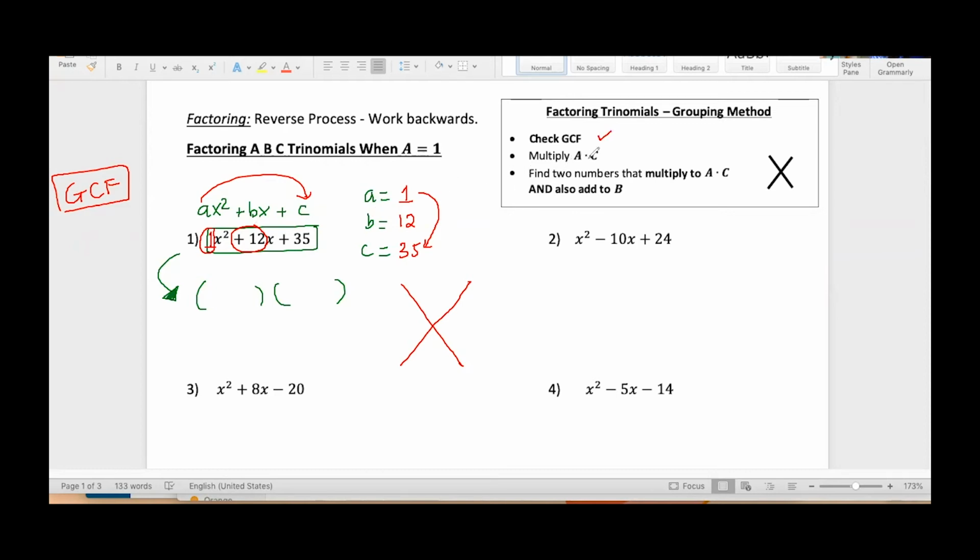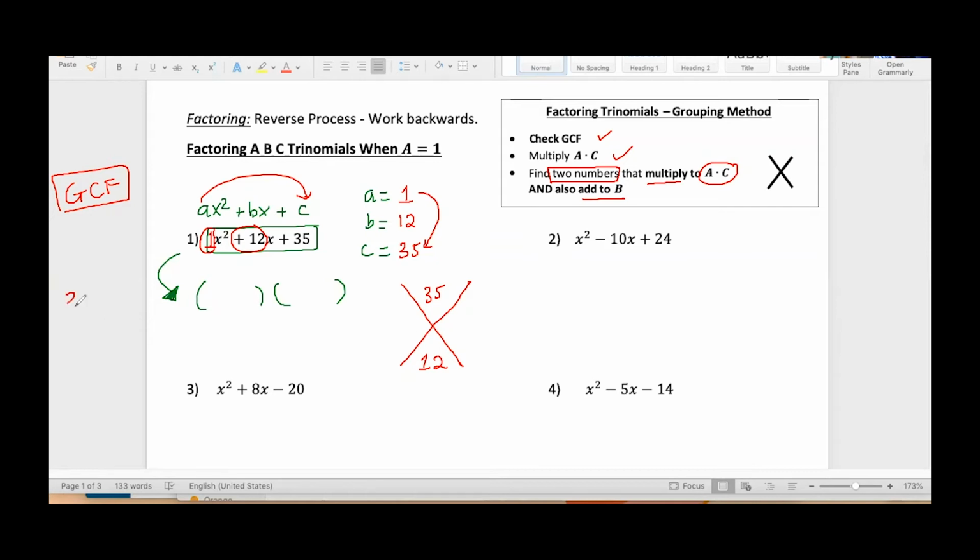So right here, we multiply A times C. So 1 times 35 gives me 35, okay? And right here, for the spot, we're going to put that B. Your job is to find two numbers, right? They're going to be factors that multiply to give you A times C, but add to give you B. So what are those two numbers? They multiply to give you 35, but add to give you 12.